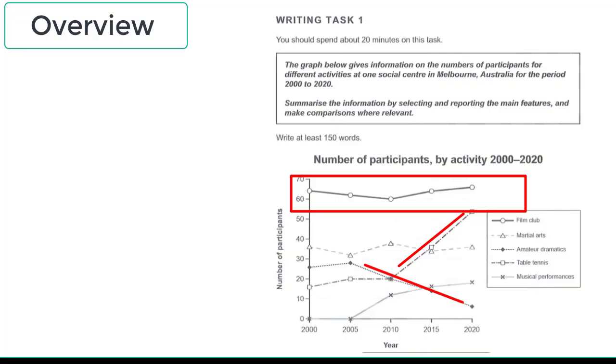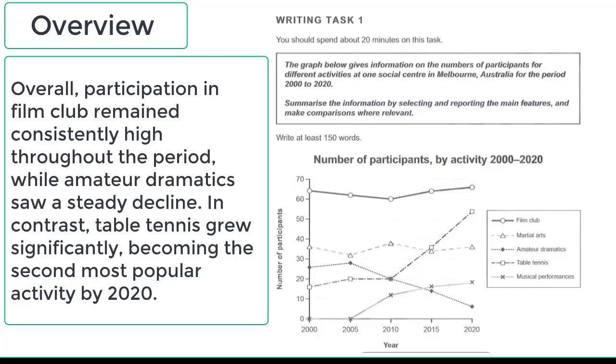Then you can start talking about the highest and compare it with the lowest. If you compare it, use a complex structure, you can guarantee a higher score band.